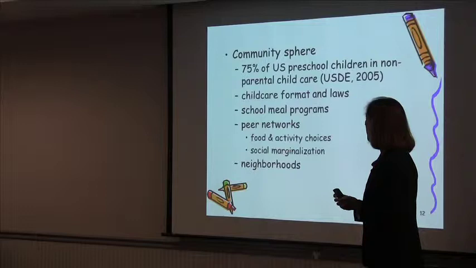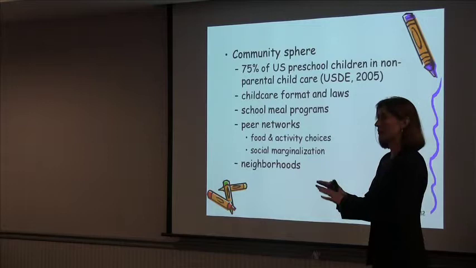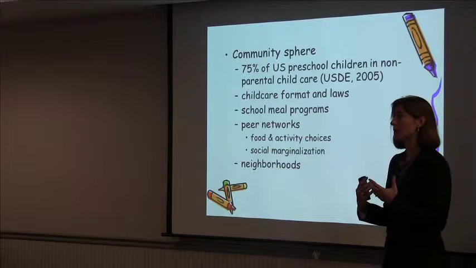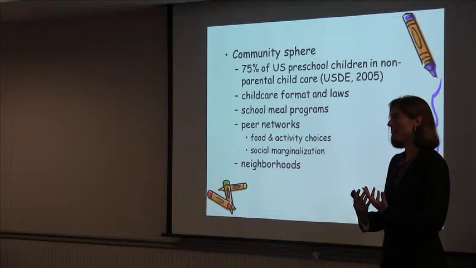Particularly private schools are untouched. So there might be federal regulations in terms of public schools, but what do you do when you go to a private school? Peer networks have two areas of influence. One is food and activity choices. We know there tends to be a clustering among children, so they tend to eat what their peers eat. They tend to do what their peers do.